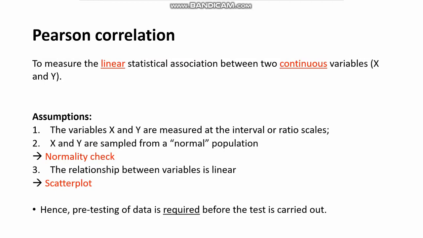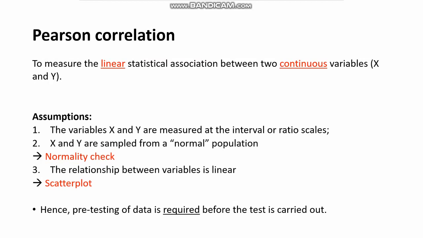First, both variables are on a continuous scale. So for example, we cannot use Pearson correlation for ordinal data. For example, when your data are like low, medium, high, very high, you cannot use Pearson product for investigating the association. So both variables have to be on a continuous scale.